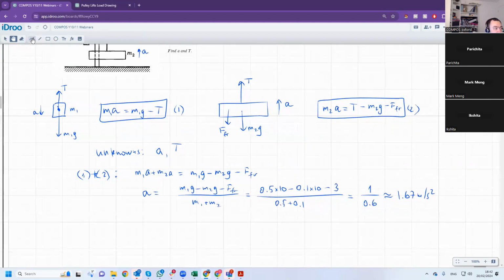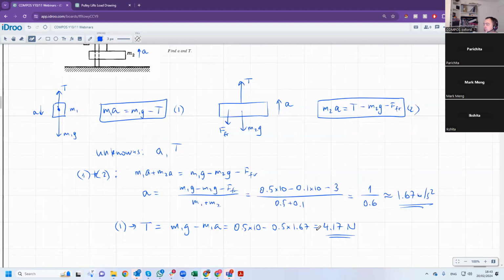And tension we can work out from the first equation, which is the easiest one. From the first equation, tension is m1g minus m1a. So it is m1g, which is 0.5 times 10, minus 0.5 times 1.67, and that gives us 4.17 newtons. So this is the acceleration, this is the tension.